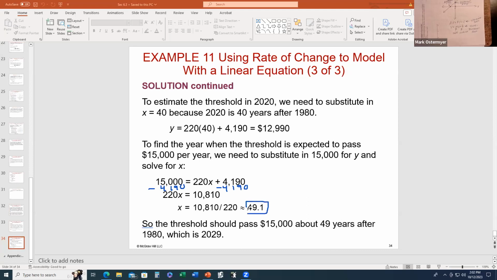Well, what year is that? If you add 49 years to 1980, you're going to get the year, which is about what? The year 2029. We would expect this poverty threshold value to reach the $15,000 mark in 2029. Any questions how we answered both those questions using our linear equation we developed?